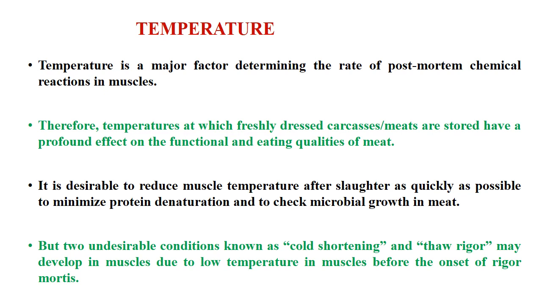But two undesirable conditions happen due to this quick cooling or chilling. One is cold shortening, another is thaw rigor. Cold shortening is when the animal is chilled below 15 degrees Celsius and the rigor mortis is not over. That leads to shortening and the meat becomes tough. Similarly, if such pre-rigor meat is frozen directly, then later when it is thawed, it produces a severe shortening that is called thaw rigor. So both of these we have discussed earlier.